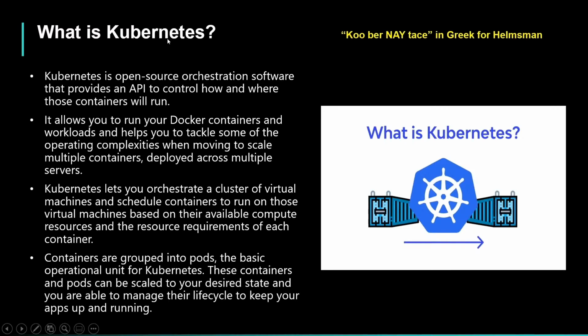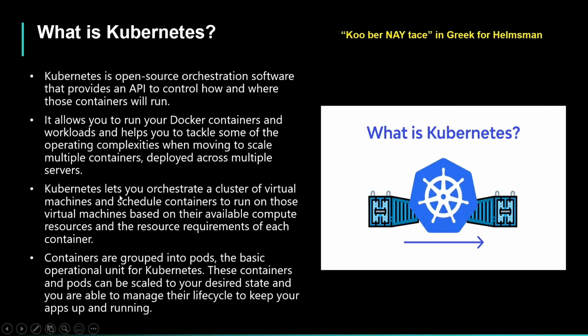Kubernetes was released as open source by Google in the year 2014, and it allows you to run Docker containers and workloads and helps you tackle some of the operating complexities when scaling multiple containers deployed across multiple servers. When you have just a few containers, you can just run them directly. But when you have hundreds of containers, then you need the Kubernetes orchestration platform.